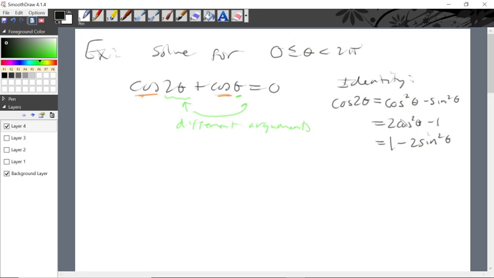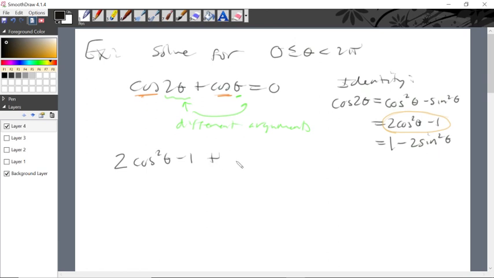Of these 3 choices, which one is most advantageous to us here? Given that the other term has a cosine in it, I would focus on choosing the one of these three that only includes the cosine function. It's just going to make this easier to solve than the other choices would, because we'll be able to get everything in terms of just one trigonometric function. So cosine 2 theta is 2 cosine squared theta minus 1.